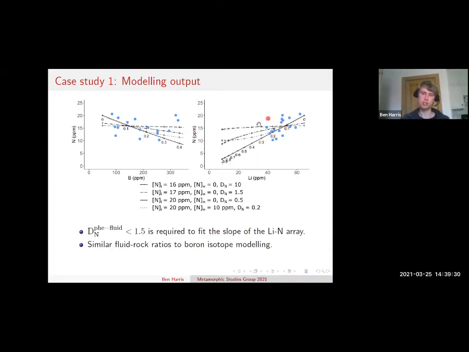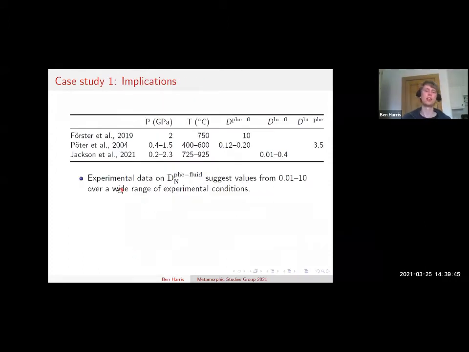And in order to fit the slope of this array, you need a phengite fluid partition coefficient which is less than about 1.5. And this also produces similar fluid rock ratios to the boron isotope modeling, which is nice and consistent. So there is some experimental data on phengite fluid partitioning. It's very variable. It comes from quite a wide range of experimental conditions, and values of less than 1.5 fall into the lower end of this range.